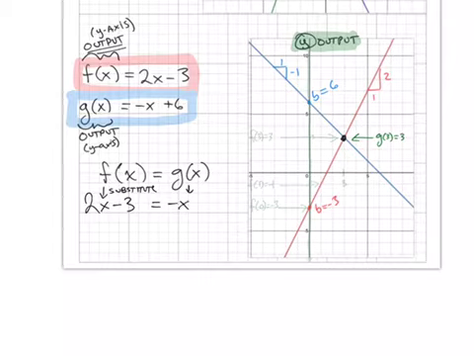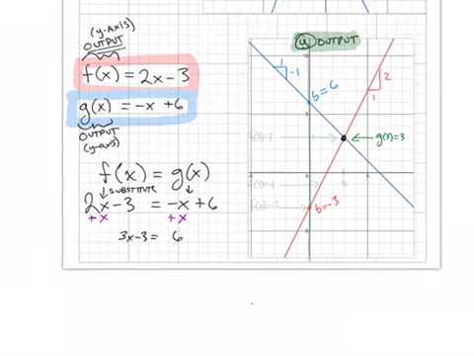I'm going to replace g of x with the expression -x plus 6. And what I can see now is that I have a single equation with a single variable, just x. And I can solve that equation using the equation solving skills that we learned last unit. So for instance, I could get all of my x variables organized on the left-hand side to get 3x minus 3 is equal to 6.